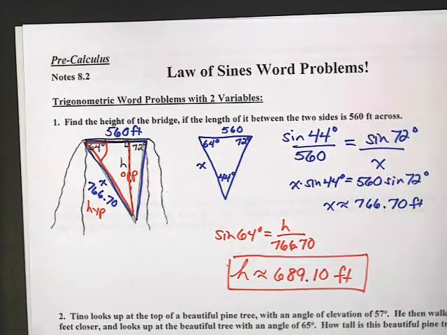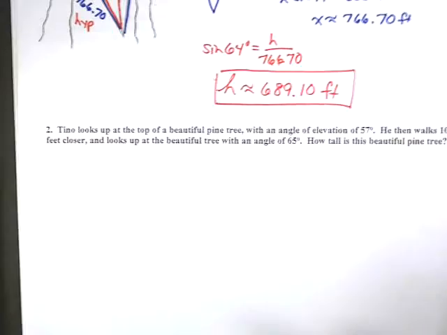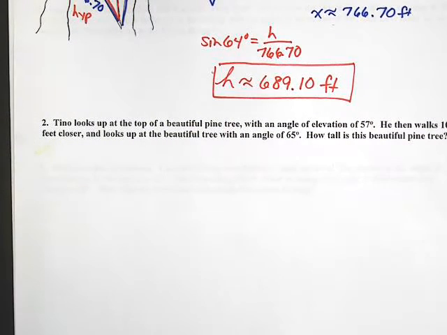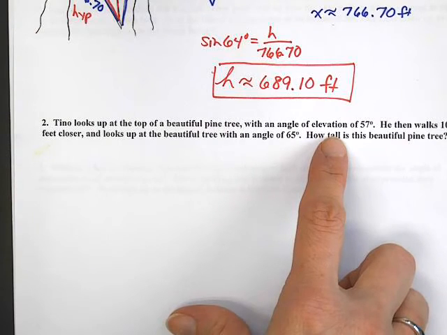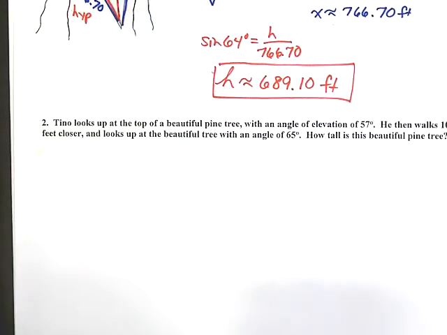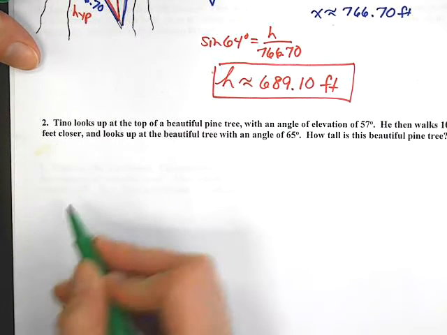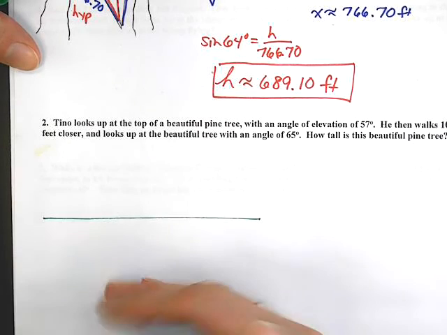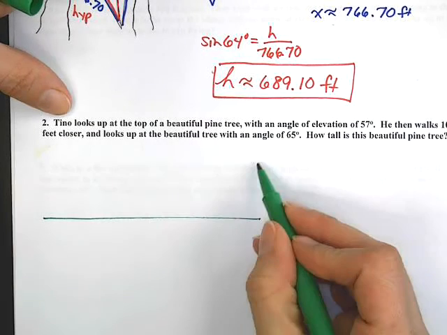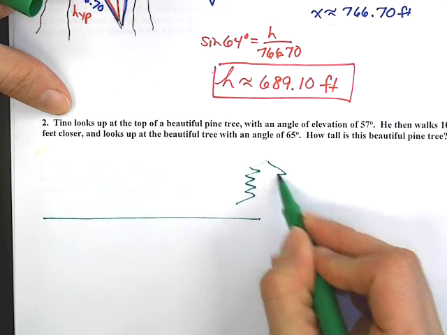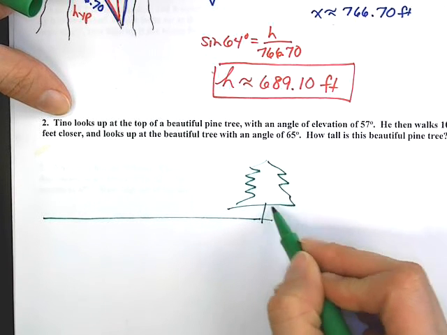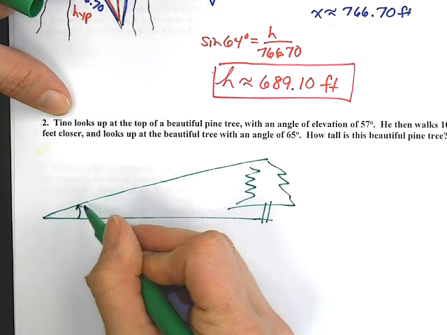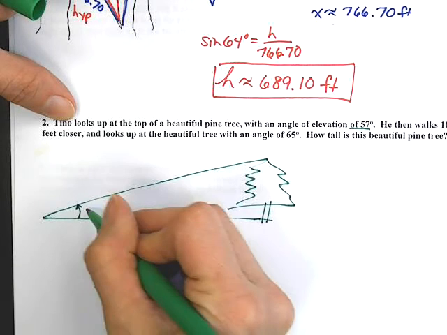Okay. All right, let's take a look at the next one. We're looking up at the top of a beautiful pine tree with an angle of elevation of 57 degrees. So the first thing you always want to do when you're doing word problems is draw the ground. You need to have a base, a bottom horizontal, and we look up at the top of a beautiful pine tree. Here's my beautiful pine tree. Yep, kind of weird. And the angle of elevation from horizontal up is 57 degrees.